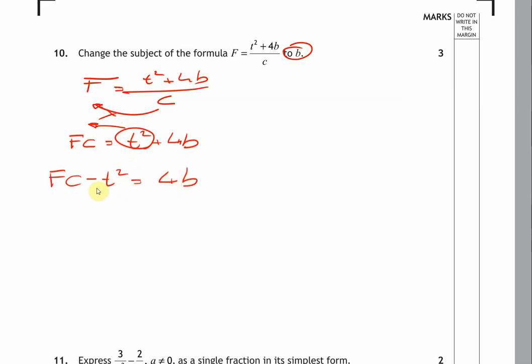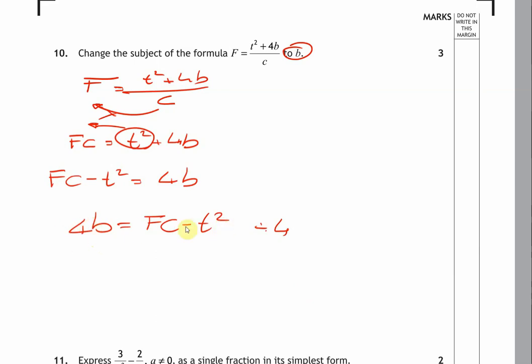Now all I'm going to do here is rewrite this the other way, so that I have B on the left hand side of my equal sign. So I'm not doing any manipulation, I'm just moving the equation around. So I've got 4B is equal to FC minus T squared. Now the final step is to get rid of this 4. So in order to do that, it's timesing the B.